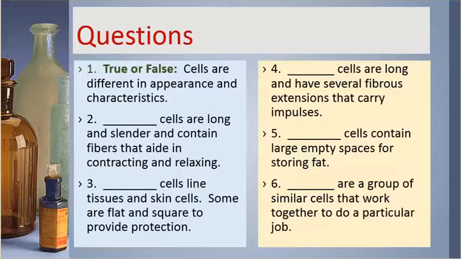Number 4, blank cells are long and have several fibrous extensions that carry impulses. Number 5, blank cells contain large empty spaces for storing fat. Number 6, blank are a group of similar cells that work together to do a particular job.